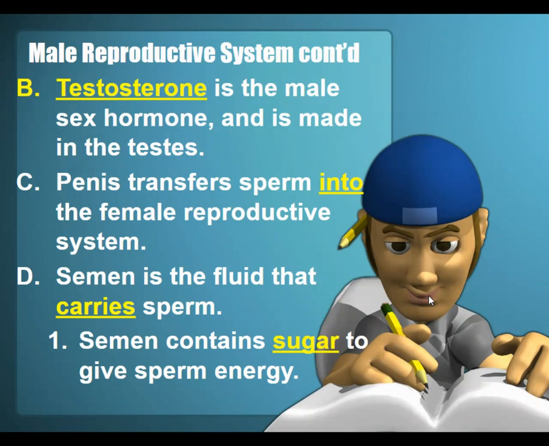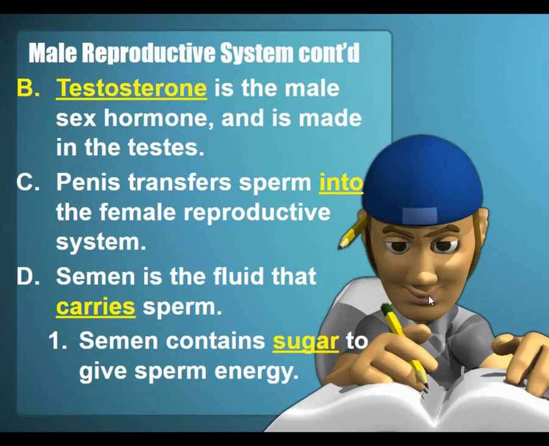Then there's testosterone. This is the male sex hormone. It is produced in the testes. That's what produces the body hair growth, the deeper voice, the development of the genitalia. All that is caused by testosterone. And the penis is the structure that transfers sperm into the female reproductive system. Humans have adaptations for internal fertilization, and the penis is one of those adaptations.